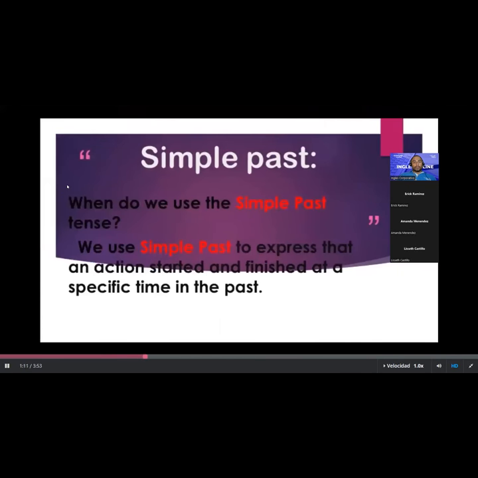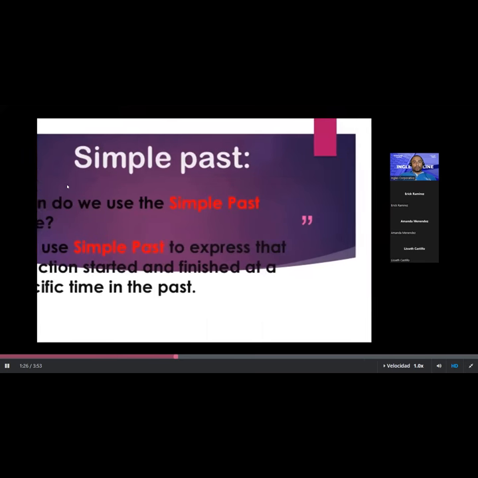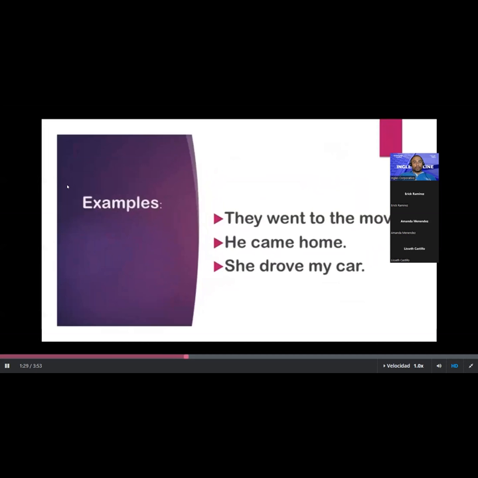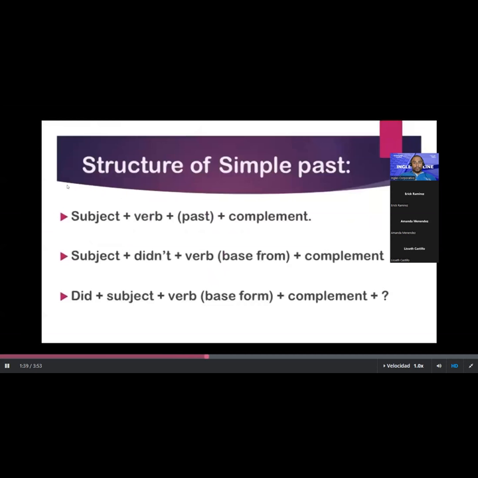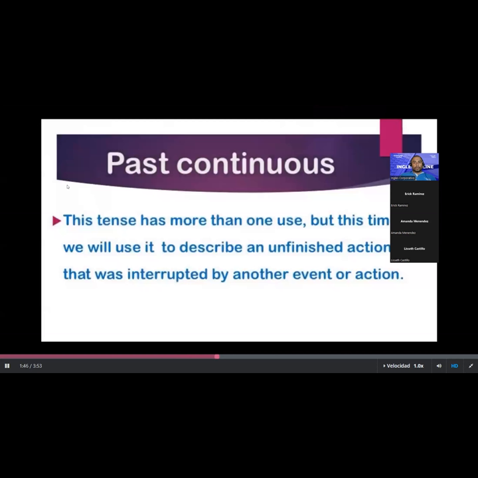I will begin talking about simple past because we have studied this before. So let's review. Simple past. When do we use it? We use simple past to express that an action started and finished at a specific time in the past. Read the following examples. They went to the movies. He came home. She drove my car. I will leave you with the structure of affirmative, negative, and questions just for you to have it in mind and practice it.